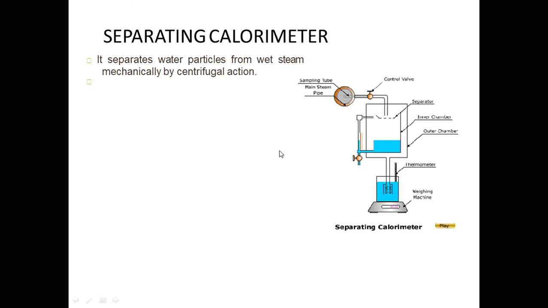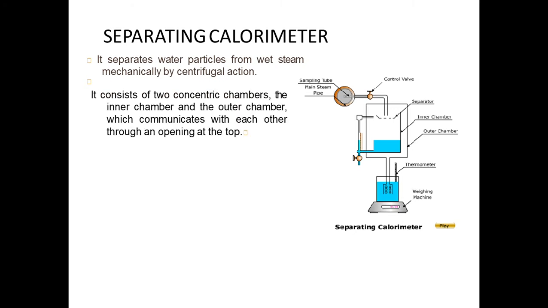So see, there is a water separator which will separate out the particles by centrifugal action, and it consists of two chambers, an inner chamber and an outer chamber. The inner chamber will separate out the moisture, while the outer chamber will pass the steam, and we want to measure the mass. Now how to measure the mass of the steam? That is a difficult task. We can't measure the mass of the steam directly, but what we can do is make it water.